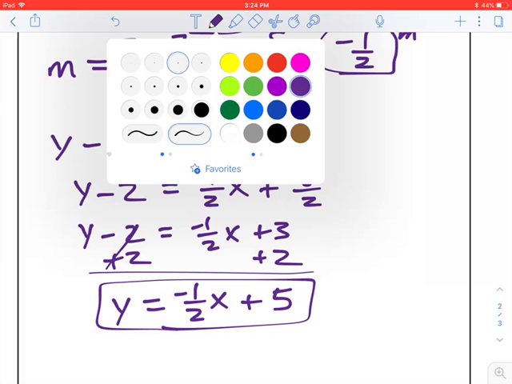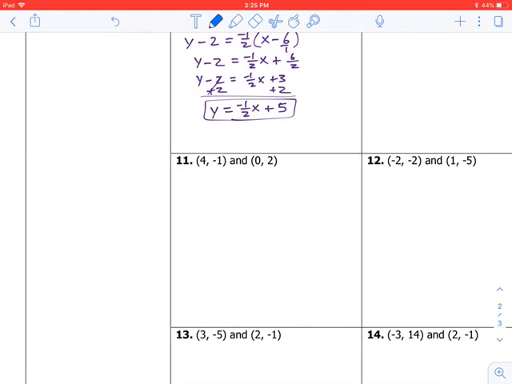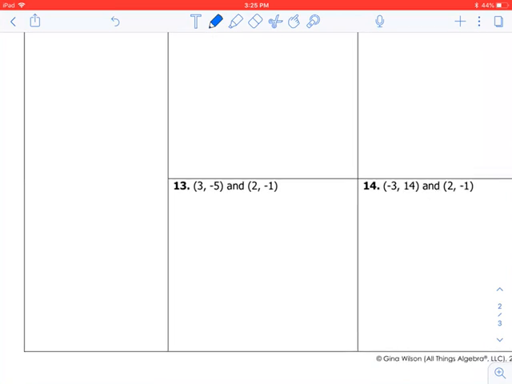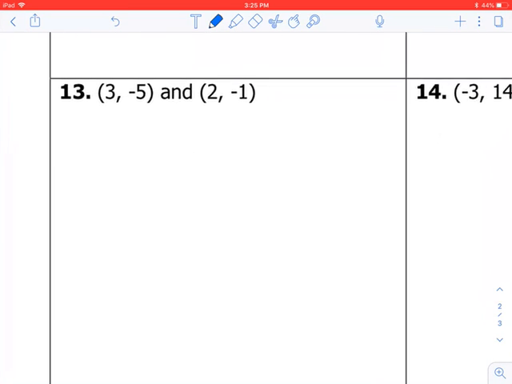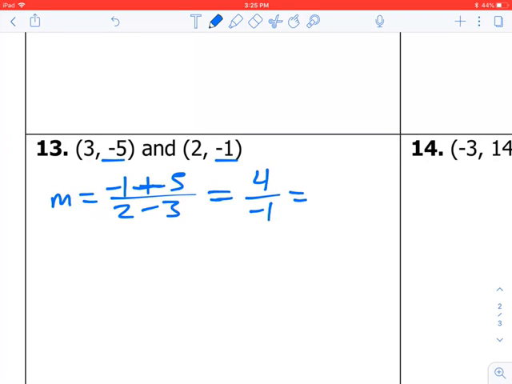All right, so let's finish strong here with one more. Let's go ahead and do this 13 at the bottom. So slope first. I'm going to start here. y minus y is negative 1 minus negative 5 over 2 minus 3. So that's a plus, so that becomes 4 over negative 1. So negative 4, that's a nice slope.